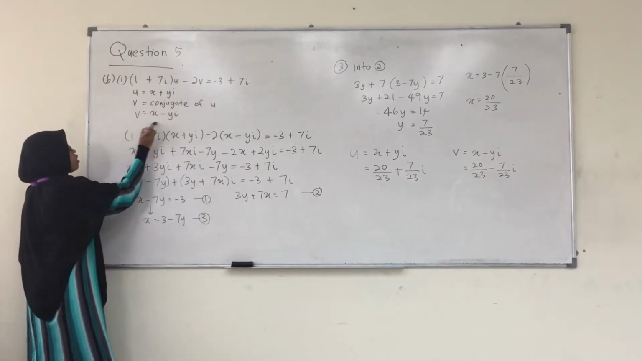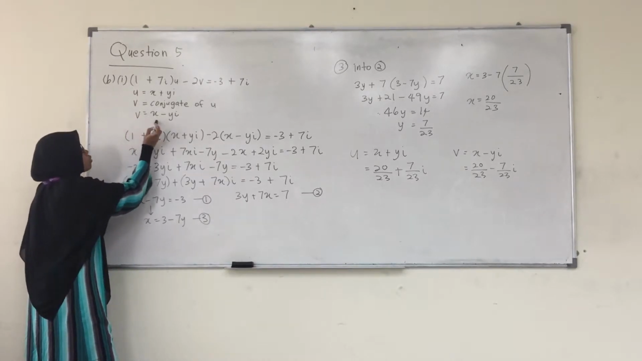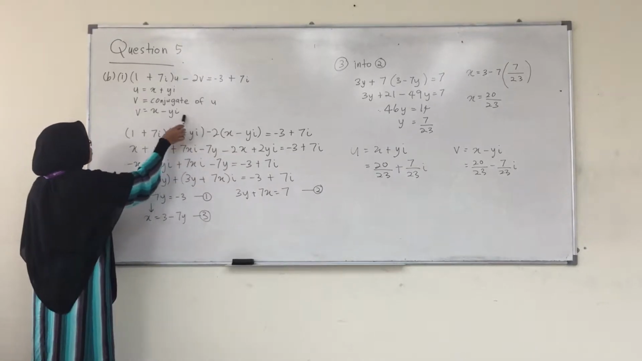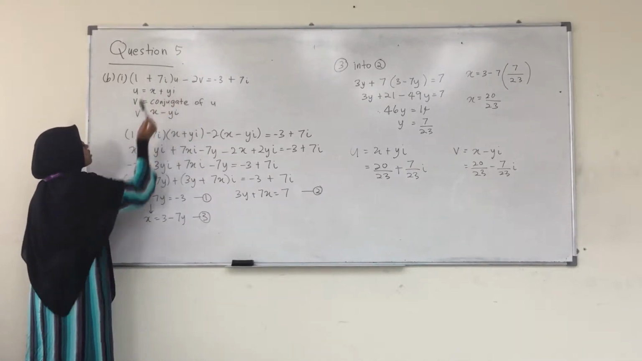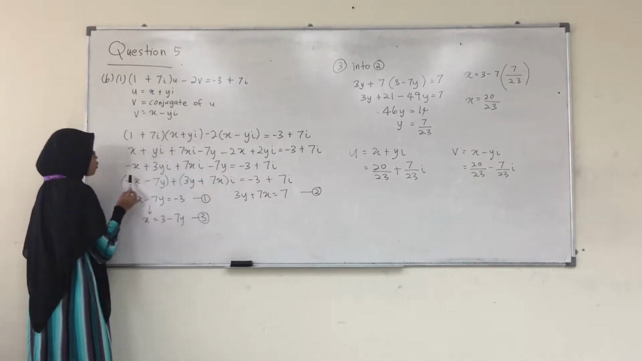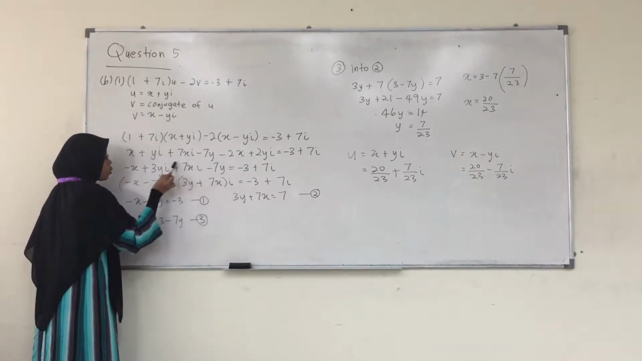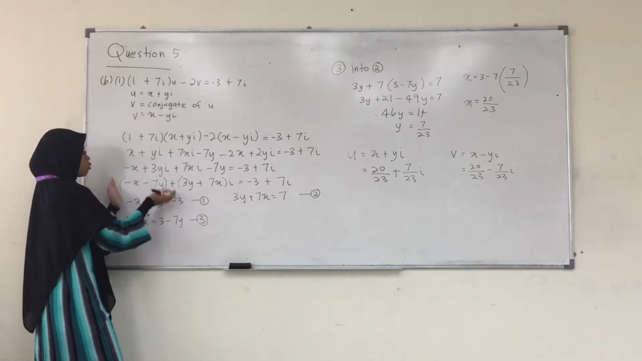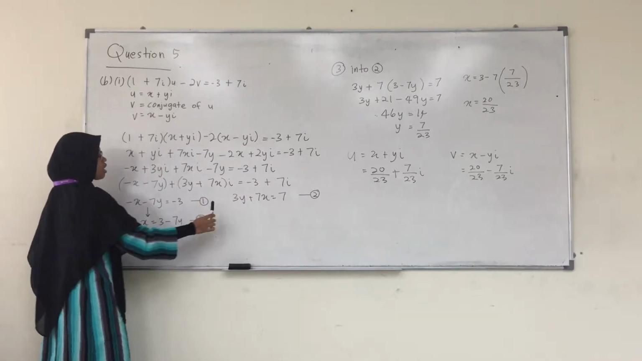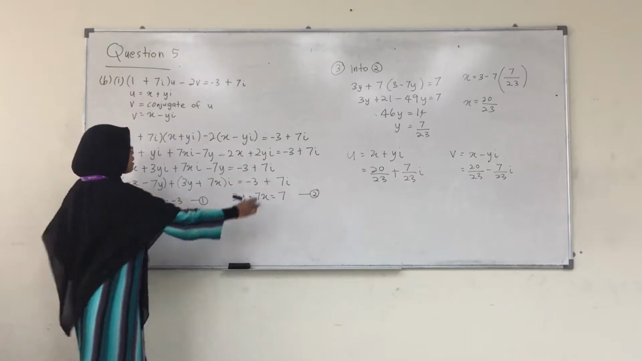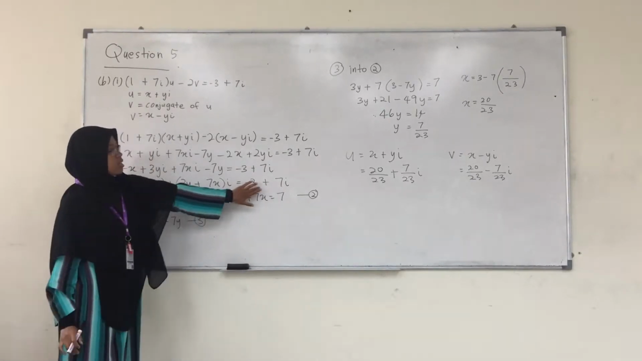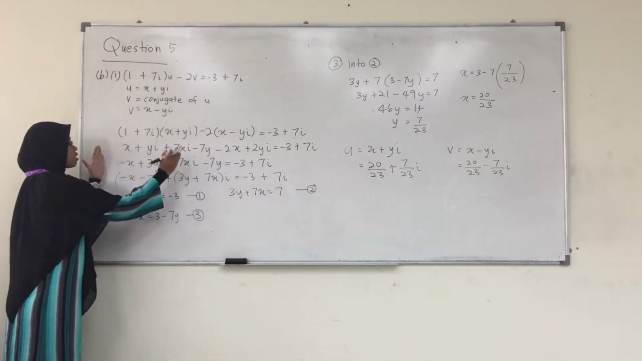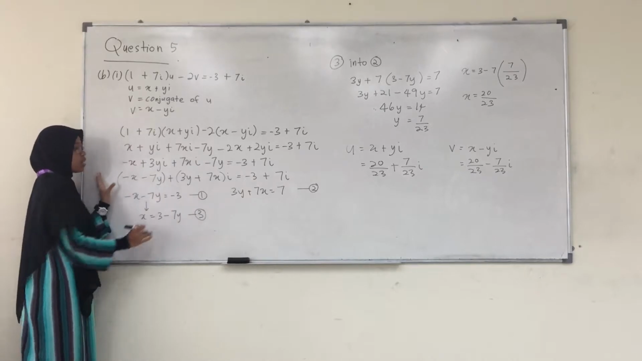So I have already written here, when v is the conjugate of u, v is equal to x minus yi. Now we substitute the values of v and u into the equation, and we expand. The terms with i, we separate into two columns. You can see two brackets here. The right hand side we don't disturb, just let it be like that, and we just solve for the left hand side.